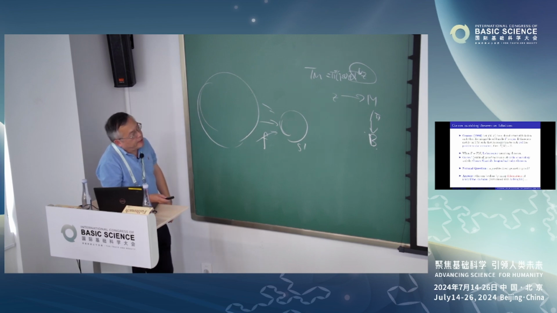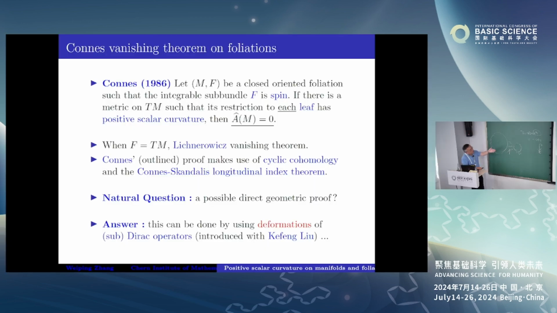So in the simplest fibration case, the Connes theorem is a corollary of the family Atiyah-Singer index theorem. Connes wanted to generalize this family index theorem to the case of foliations, so he developed a big machinery. Connes' proof uses cyclic homology in non-commutative geometry, and also the Connes-Skandalis longitudinal index theorem, which is a generalization of the Atiyah-Singer families index theorem to the case of foliations.